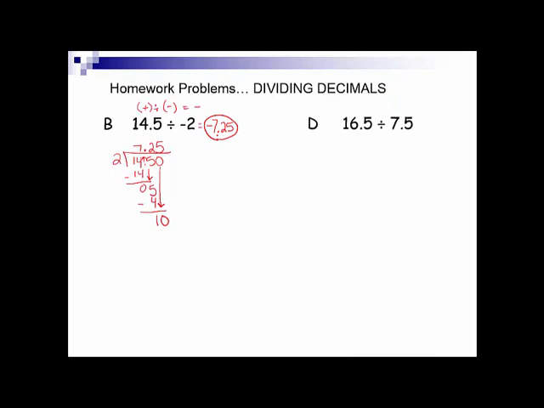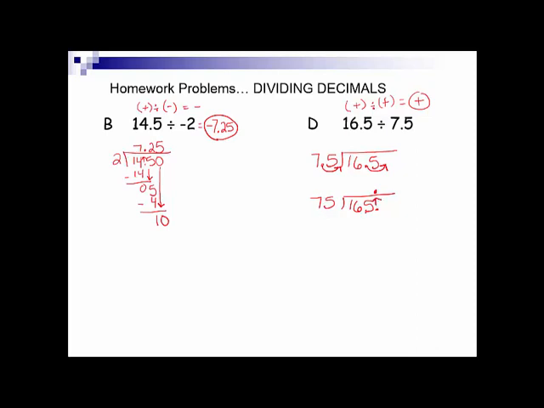The other problem that involved dividing decimals was letter D. And I first look at my signs. So I have a positive divided by a positive. And so I know that answer will be positive. I then go ahead and outside my division box, I have 7.5, whatever I'm dividing by. Inside my division box, I have my 16.5. And then outside I say, okay, I need to move that decimal point over 1. So inside I move that decimal point over 1. So what I'm really going to do is 75 into 165. I'm going to bring that decimal point right up.